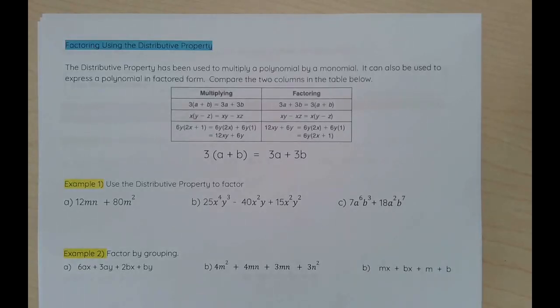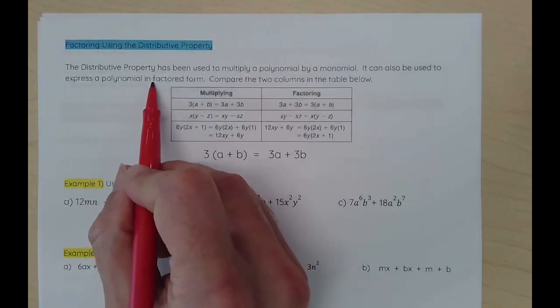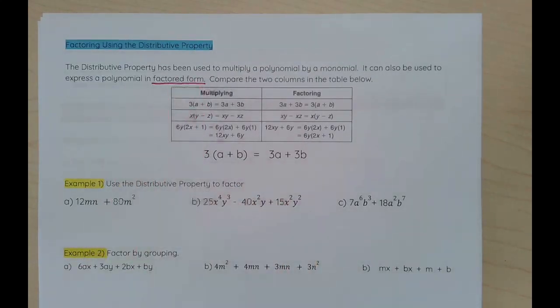In this video, we're going to take a look at factoring using the distributive property. The distributive property has been used to multiply a polynomial by a monomial. It can also be used to express a polynomial in factored form. When we say factored form, we're referring to a product of one factor times another factor, so I'll be pointing that out throughout this video.